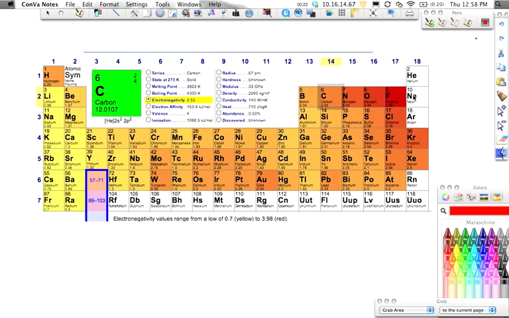Now, the one thing we need to know about electronegativity is its definition. Okay, it's the amount that an element will pull on a shared pair of electrons. The main thing is this: it's when it's in a chemical bond. Okay, now if it's not in a chemical bond, it's not going to have an electronegativity.